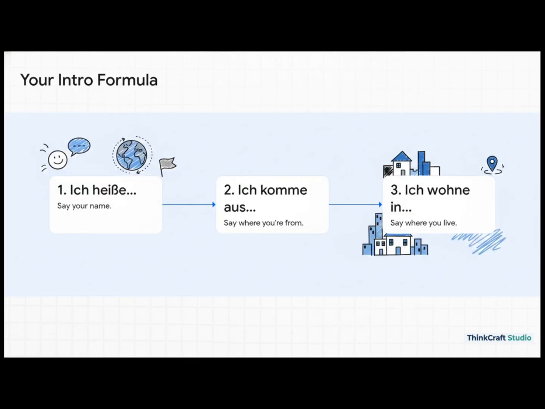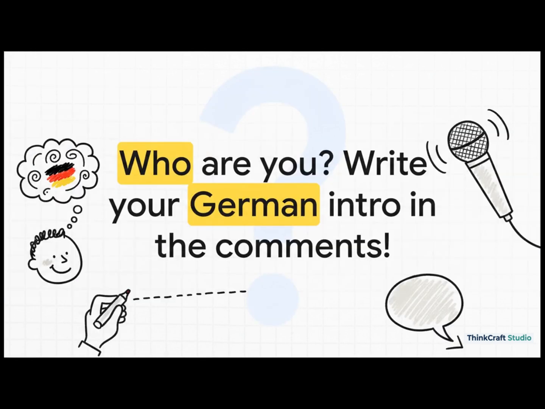So, here it is, your personal introduction formula. It's just 3 simple lines. You start with ich heiße and your name, then ich komme aus and your country. Just remember that little exception rule if you need it. And you finish up with ich wohne in and your city. That's it. That is your full German introduction. You've done the work, you've got the tools, now it's time to actually put it into practice.